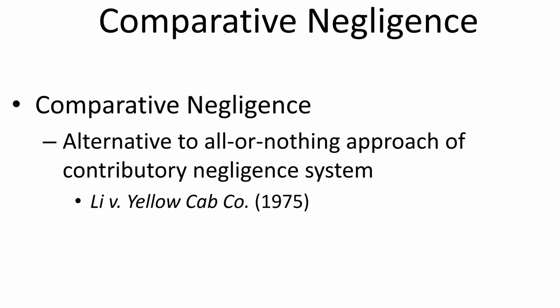Under the comparative negligence doctrine, the plaintiff's recovery is reduced in direct proportion to his or her degree of negligent contribution to her own injuries. So if a plaintiff is found to be responsible for, let's say, 20% of her injuries and suffers damages of $1 million, her recovery would be reduced by 20% of the $1 million to $200,000. Today, most states have adopted a comparative negligence system by statute or through a state court decision, such as California and the Lee versus Yellow Cab Company case.